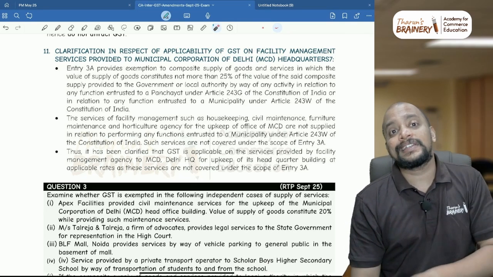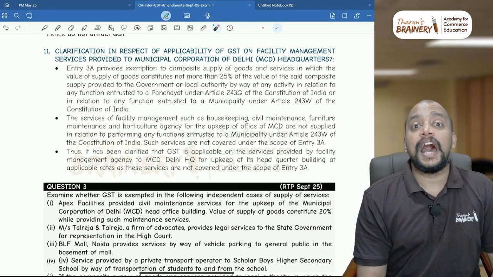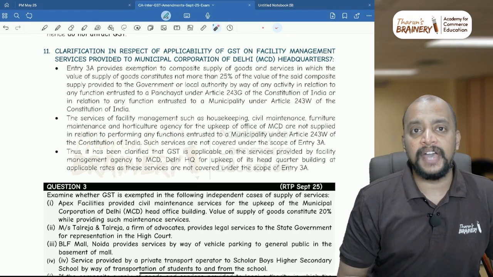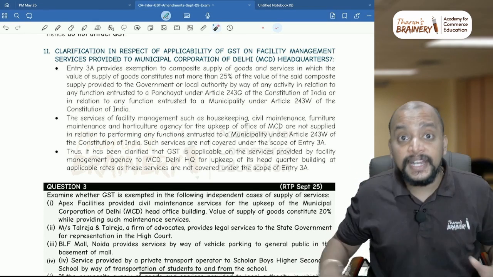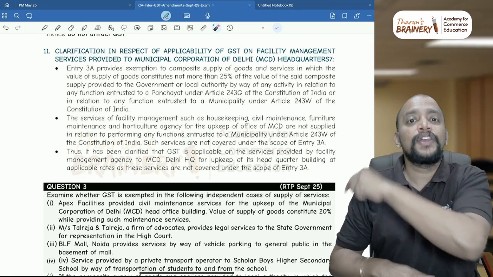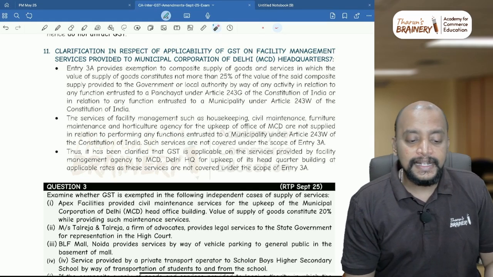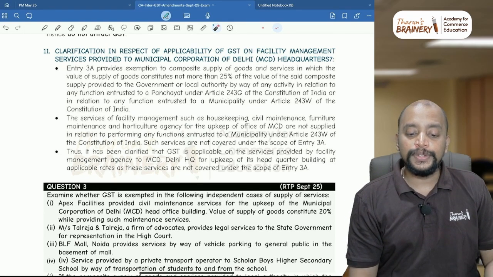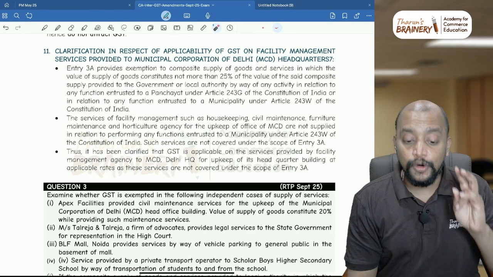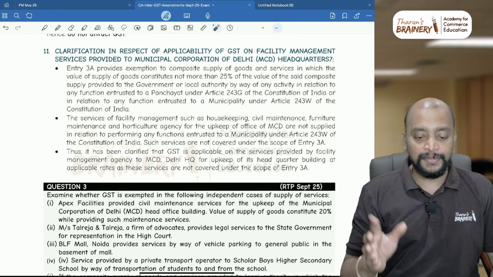A similar point like this, even we have previously related to army. Indian Army receives sanitation services, whether it is exempted. Same point we have read, wherein it is not the work of the Indian Army to provide the sanitation to general public. So if they receive the sanitation services, they will not be able to claim the exemption with respect to that. Okay, same way, say this. Entry number 3A provides exemption to composite supply of goods and services in which the value of supply of goods constitute not more than 25% of the value of said composite supply provided to government or local authority.